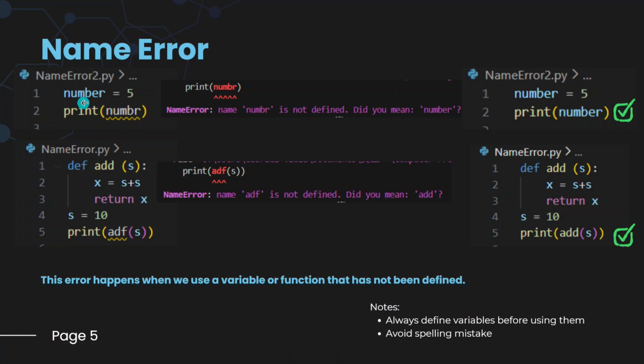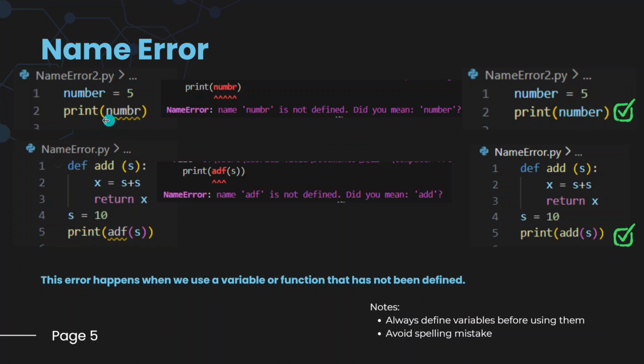Like here, we can see number equals 5. Print number, but it's a typo. But Python cannot fix a typo. It just sees that it's not defined yet. So it will be confused and give an error message. So you need to fix your error, your typo.